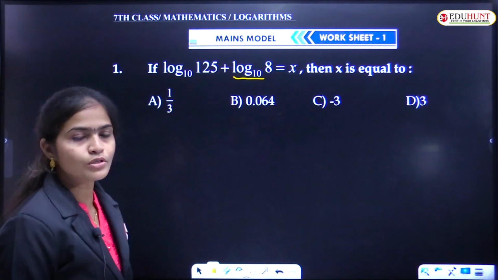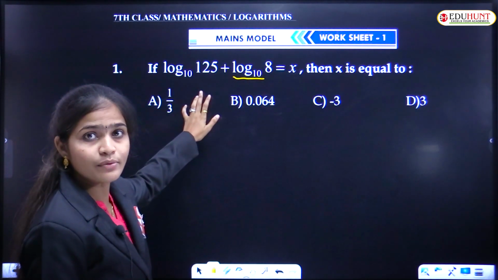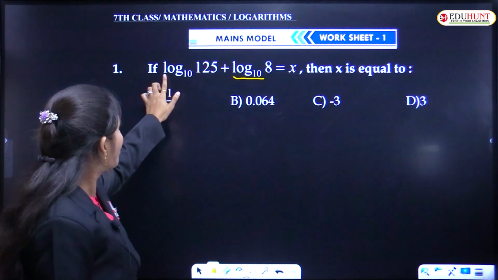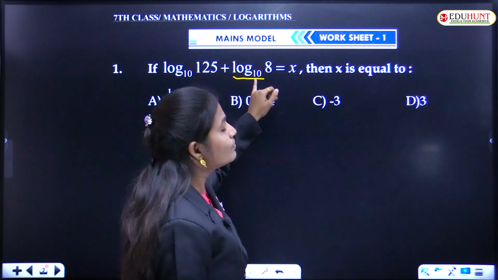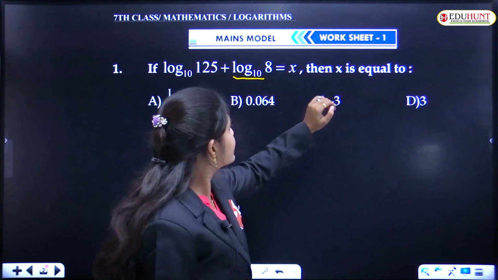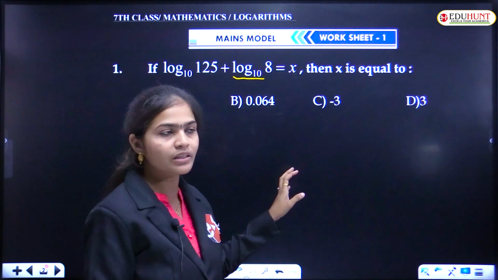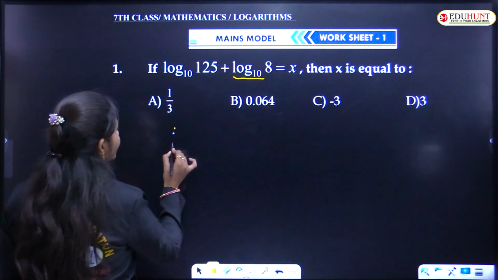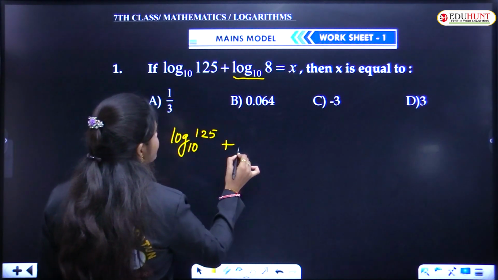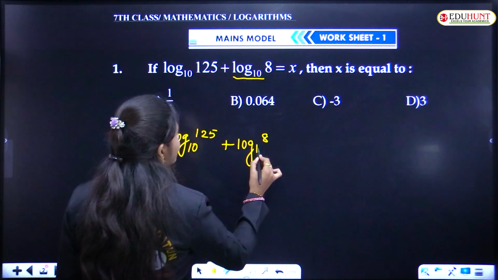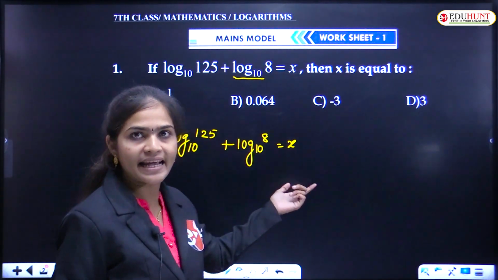What is the first question they have given? If log 125 to the base 10 plus log 8 to the base 10 is equal to x, then x is equal to what? So here we need to find the value of x. They are saying log of 125 to the base 10 plus log 8 to the base 10 is equal to x. So we need to find the value of x here.